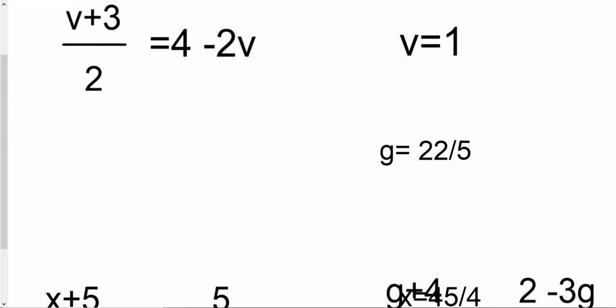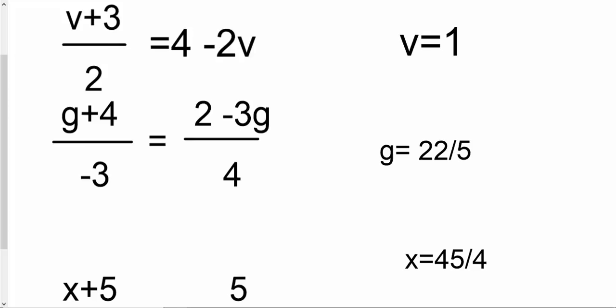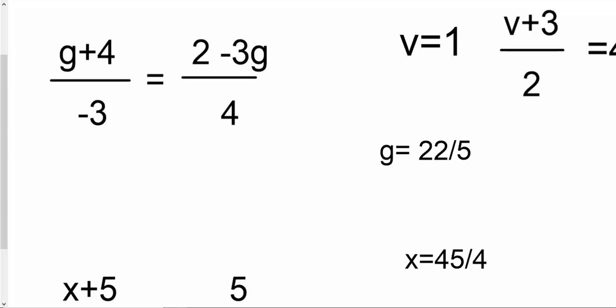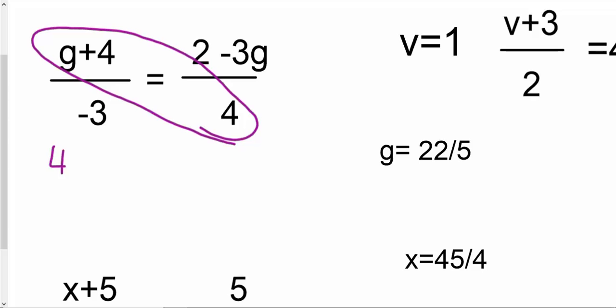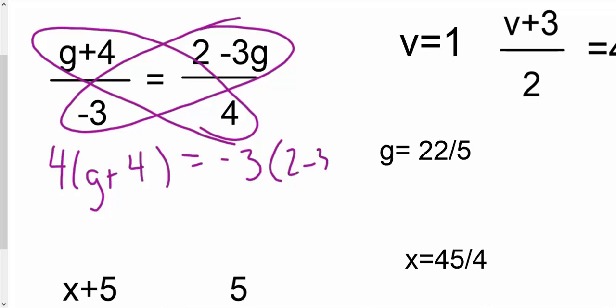All right, let's try out this next problem. Oh, that was the third problem. Let's try out this next problem right here. There we go. This is a prime candidate for cross multiplication. Notice how they both have a divisor. So we're going to do 4 times the quantity g plus 4, and then negative 3 times the quantity 2 minus 3g.